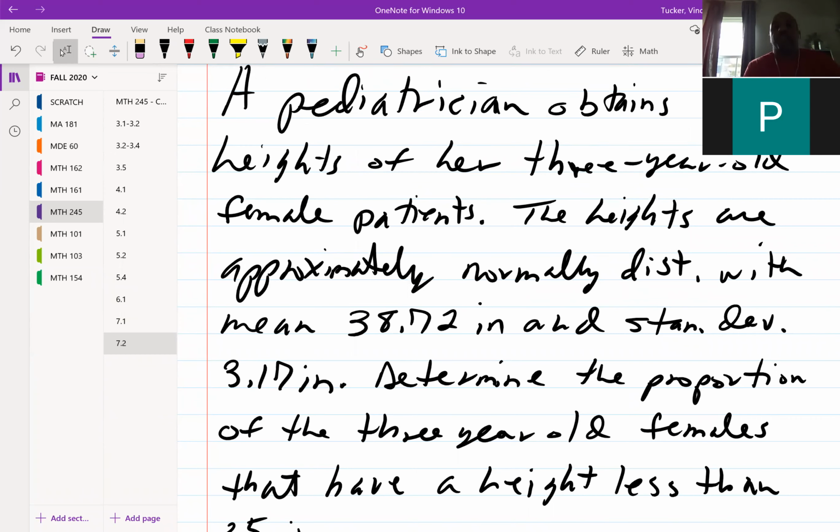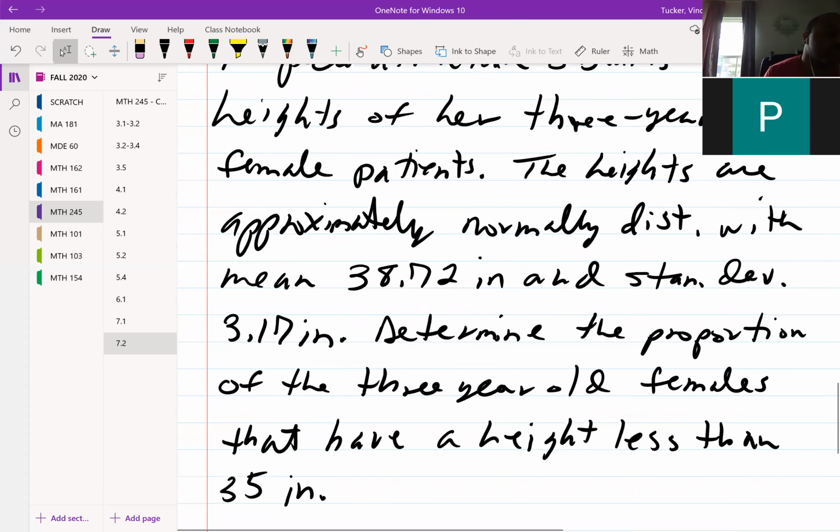All right, so a pediatrician obtains the heights of her 3-year-old female patients. The heights are approximately normally distributed with mean 38.72 inches and standard deviation of 3.17 inches. Determine the proportion of 3-year-old females that have a height less than 35 inches. I'll give you a chance to finish writing before we do the problem.